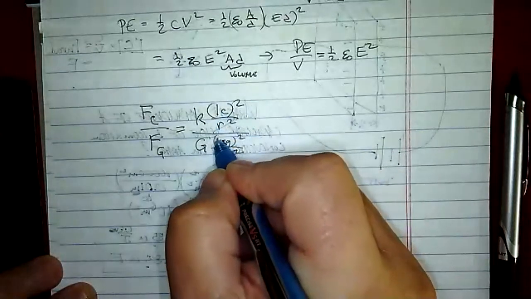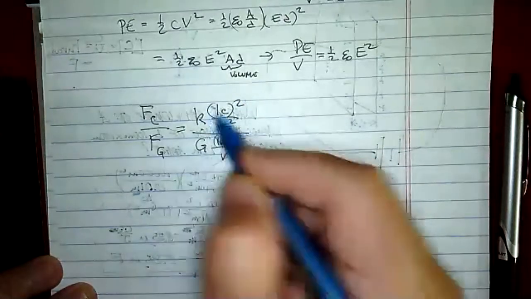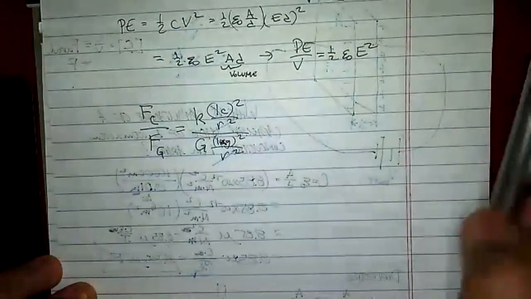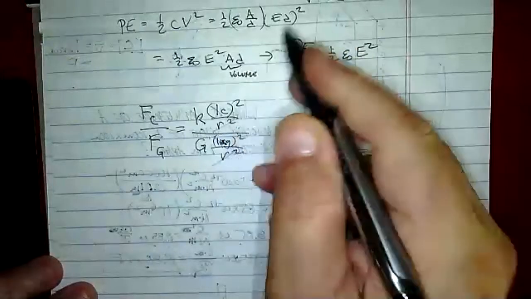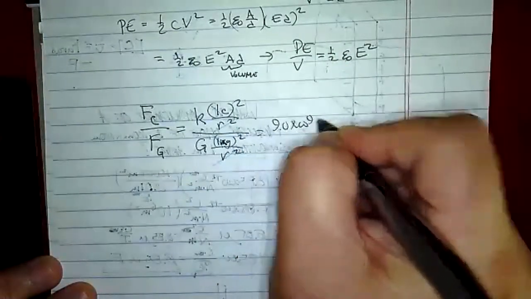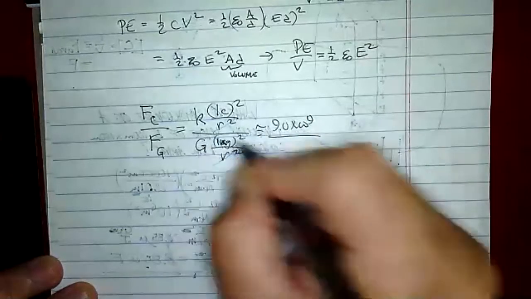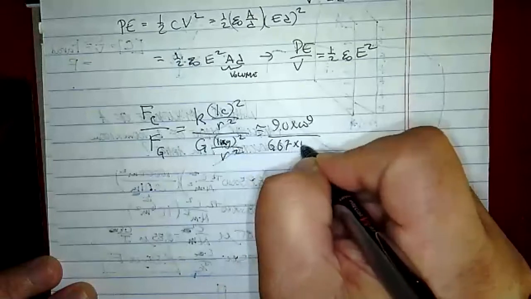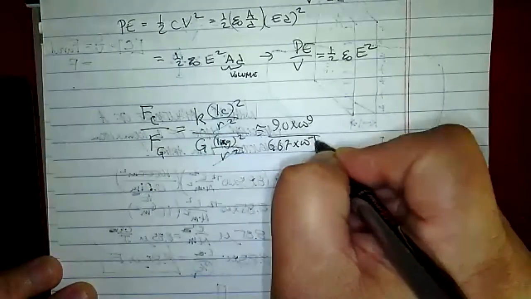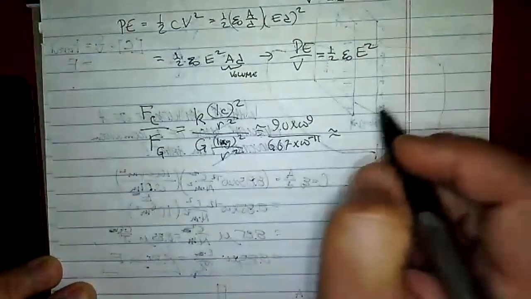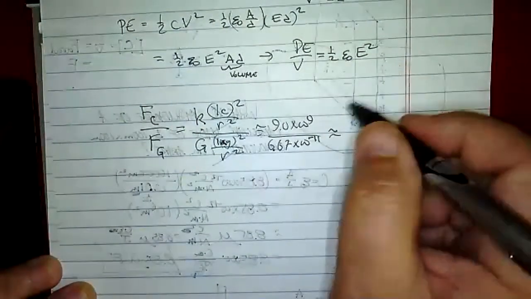The ones are going to cancel each other out, not the units, but the ones will. So really all you get is just K over G. K is about 9.0 times 10 to the 9th, and G is 6.67 times 10 to the negative 11th. So you'd say roughly this is about 10 to the 20th.